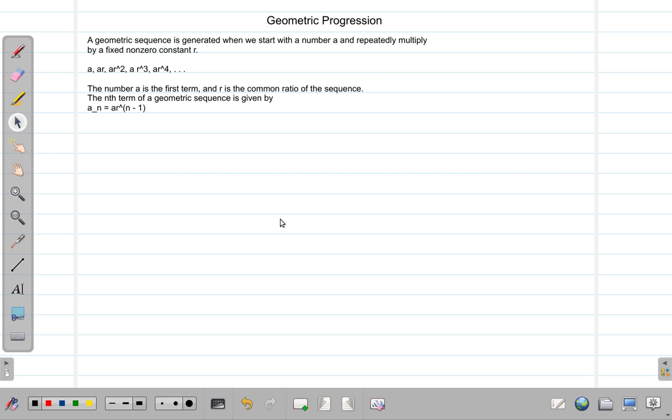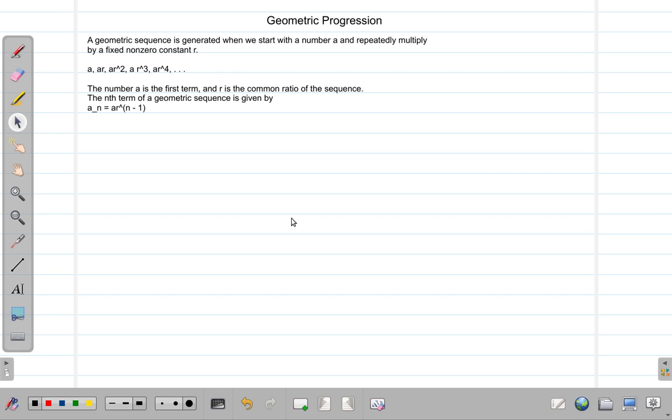Well, with geometric progression, the argument is the same except that you now multiply instead of add. The geometric progression is generated when we start with a number, say A. We use A to represent that number, and we repeatedly multiply by a fixed non-zero constant. So you multiply by a constant R. We use R to represent that constant, and it must not be zero. All right? So that's what it's saying here.